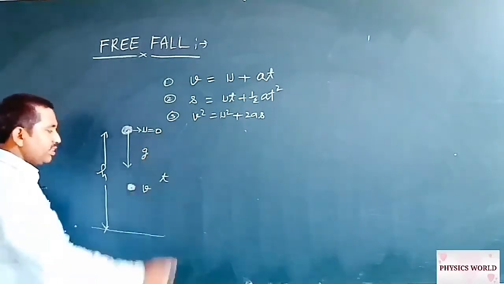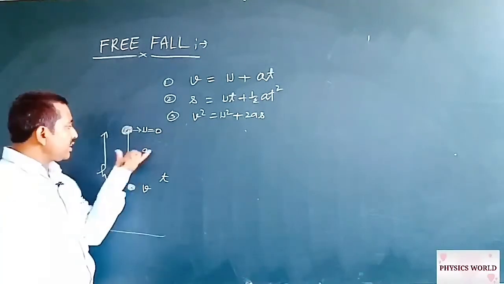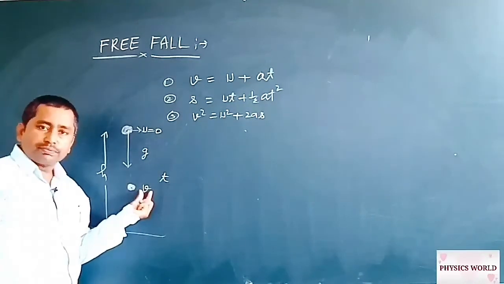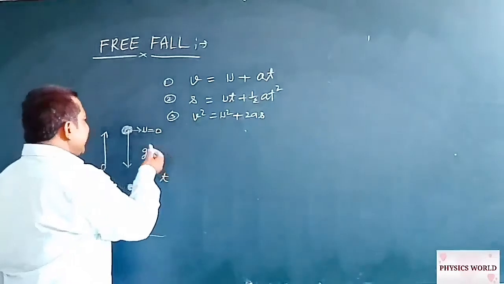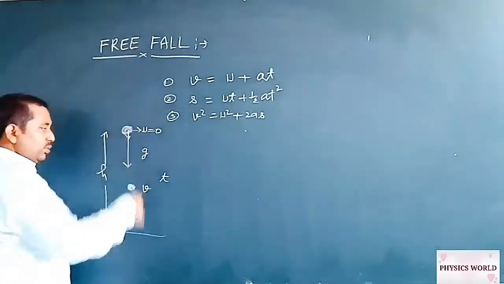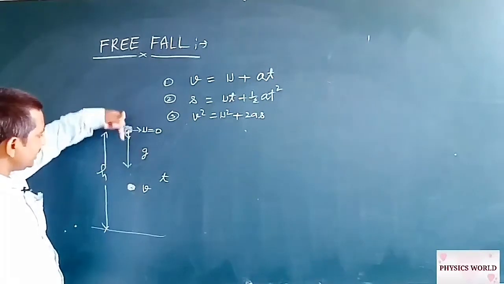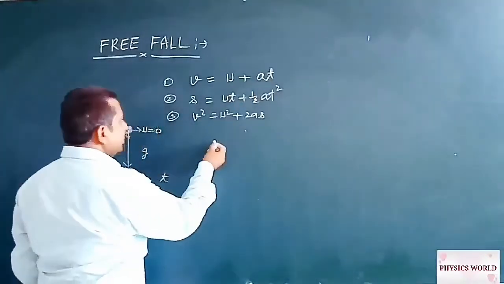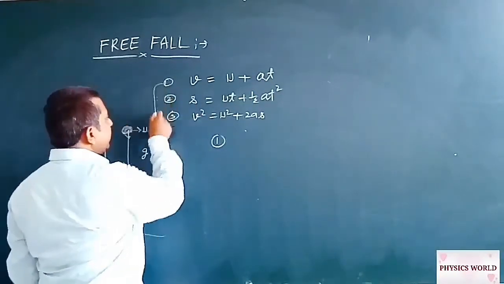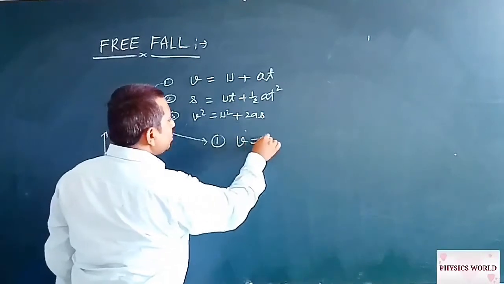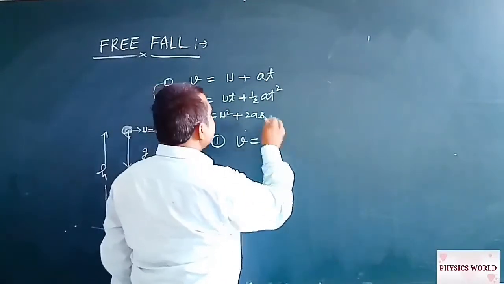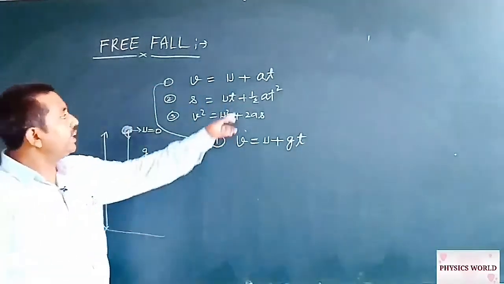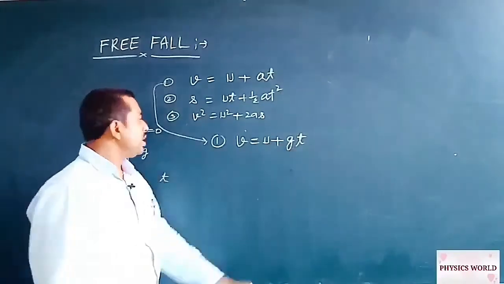So if we relate all these u, v, g, t, then we can easily obtain a formula for v during free fall from the first kinematic equation, which is v equal to u plus at. The equation for this is easily obtained by replacing a with g, that is, v equal to u plus gt. Okay, this a is replaced by g, so this becomes v equal to u plus gt.